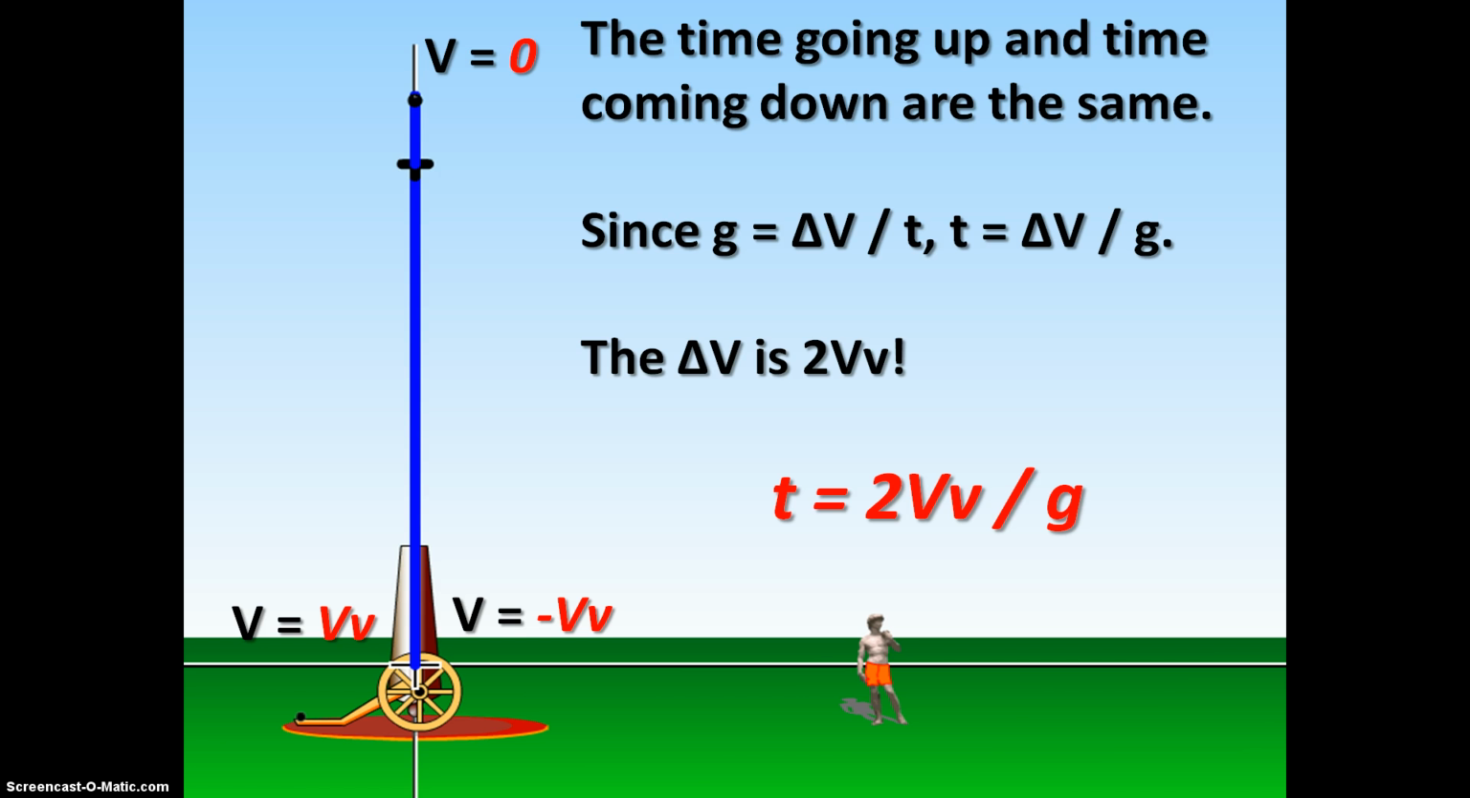This is something we've talked about before. So the change in velocity is going to be 2Vv, which means the time is going to be 2Vv over g. And so the time for anything that's going up is not the square root of 2h over g. Because it's two-way motion, the time is going to be 2Vv over g. This is an equation we've used before, and we're going to be using quite a bit more.